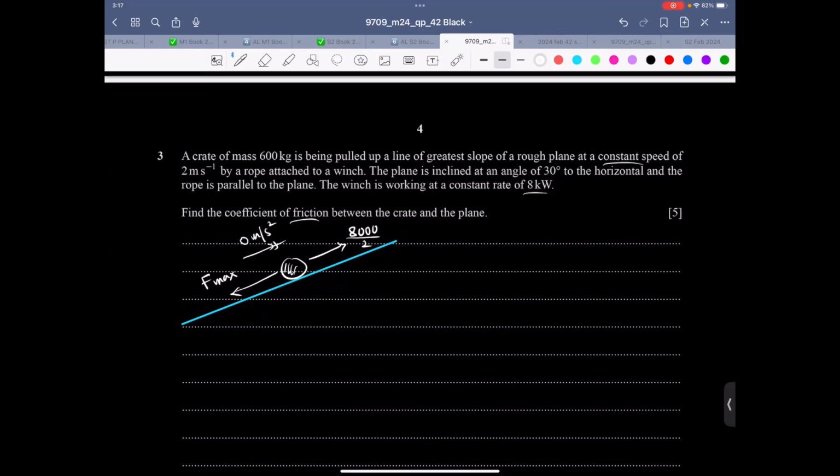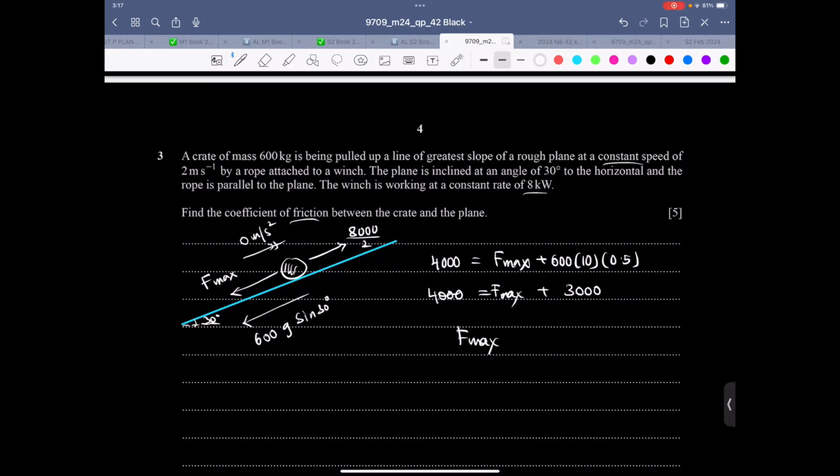And of course, there should also be a weight component acting downwards. So this is 600 g sine of 30 degrees, where 30 degrees is the angle with the horizontal. So therefore, I'll say 4,000 is equal to F max plus 600 into 10 into sine of 30, which is 0.5. So 6,000 into 0.5, that is basic calculation. This is 3,000. This is 4,000. This is F max. So let's make F max the subject. That comes out to be 1,000 Newton.